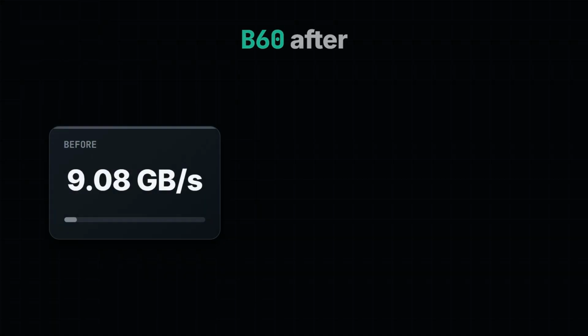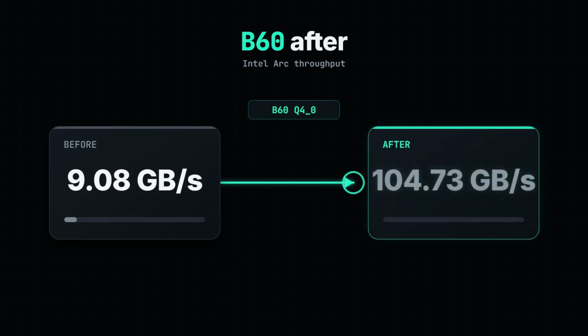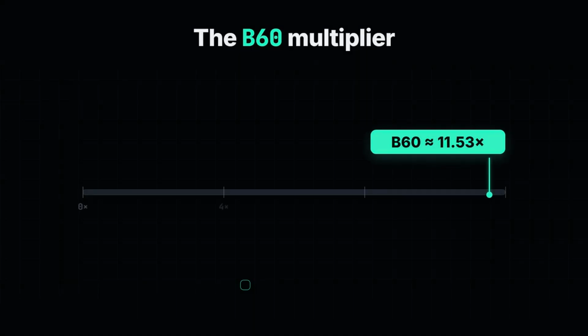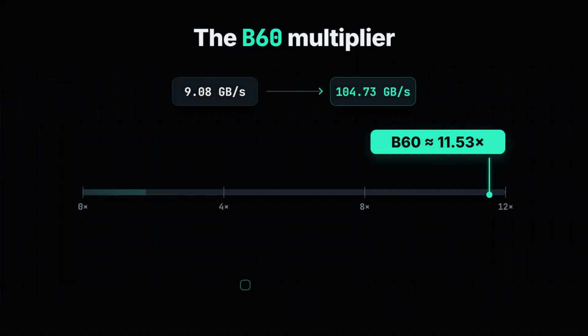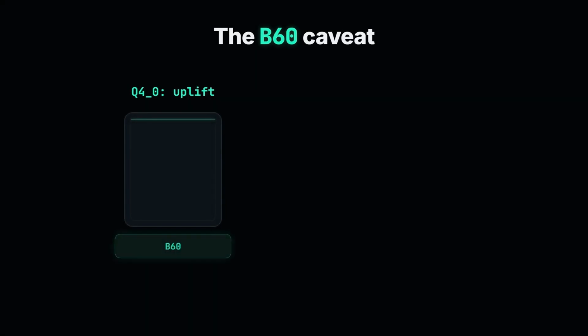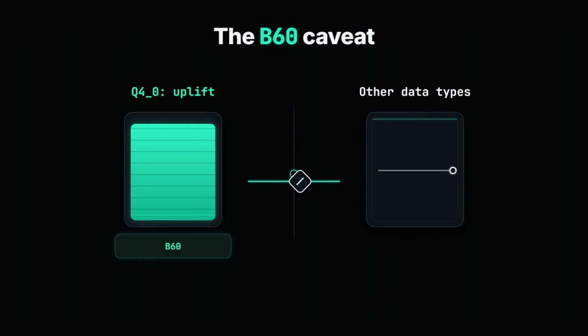After the change, the reviewer reported 104.73 gigabytes per second on the same B60 path. This is the B60 post-fix result. On B60, the contributor reported a jump from 9.08 to 104.73 gigabytes per second. That result is still path-specific. The reviewer reported no impact on other data types, so the B60 comment also argues against expecting a broad speedup.